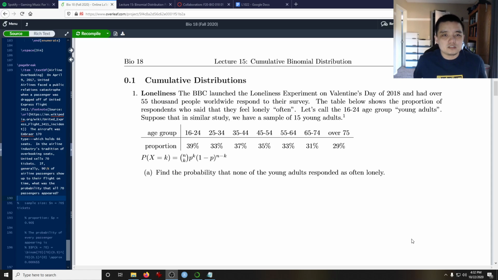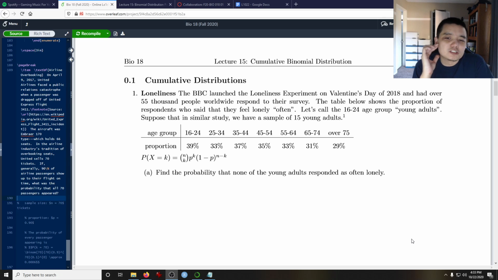Welcome back to our data science course for life sciences. We have been looking at the binomial distribution. The binomial setting is when there are only two possibilities to consider, like heads or tails, or success versus failure. We'll try to deal with more realistic situations today, diving right into the example.